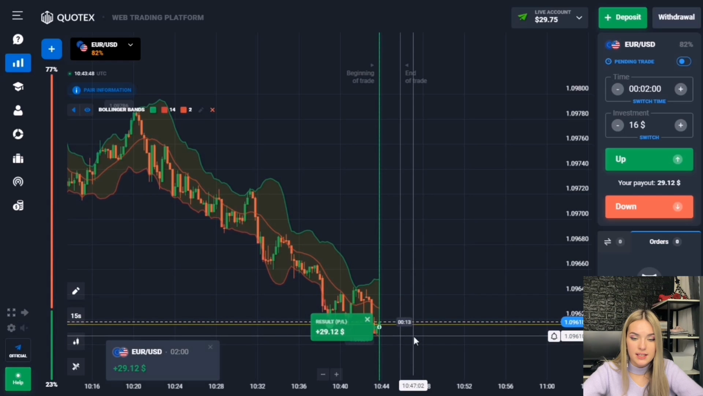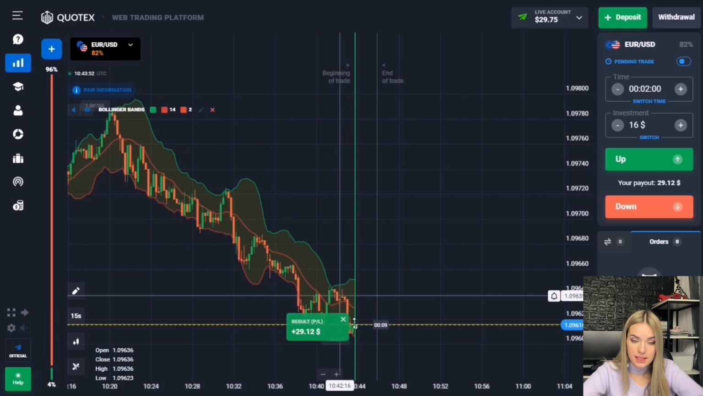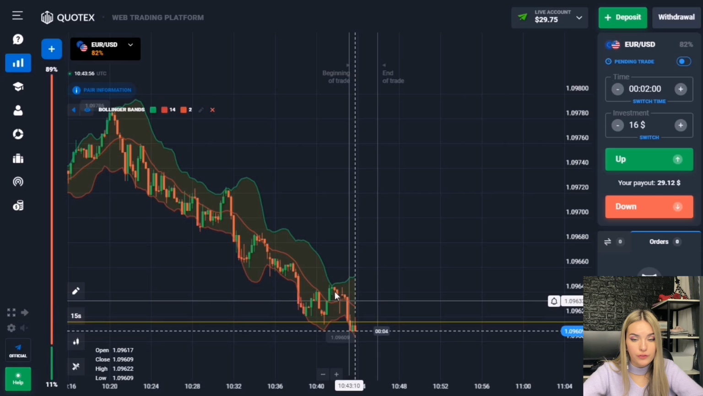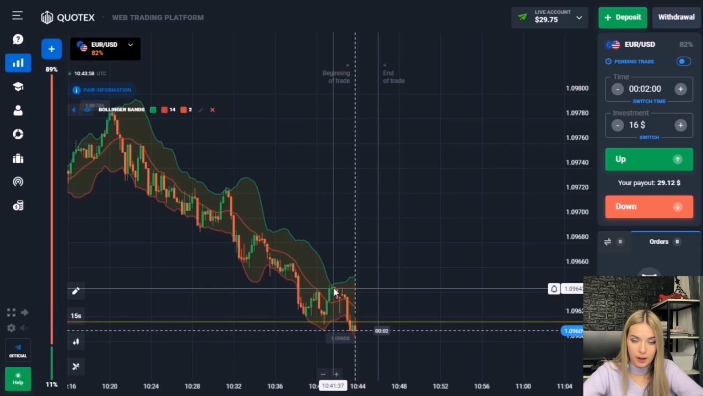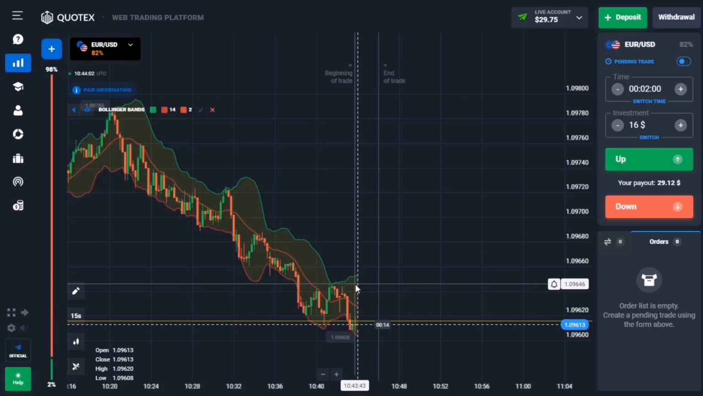Well, that's pretty good, guys. The price really continued its movement to this level and we get a profit. This indicator also helped us to determine the upper reversal point, and from the upper border of this indicator the price continued to move down. Well friends, let's continue to look for a similar situation in the market.